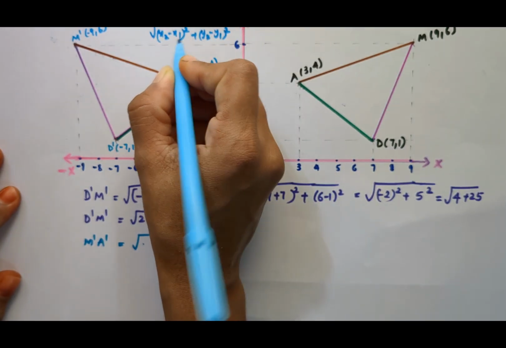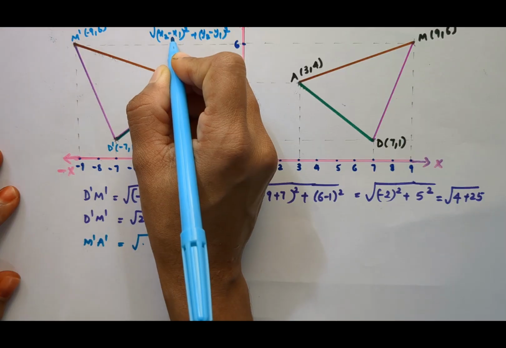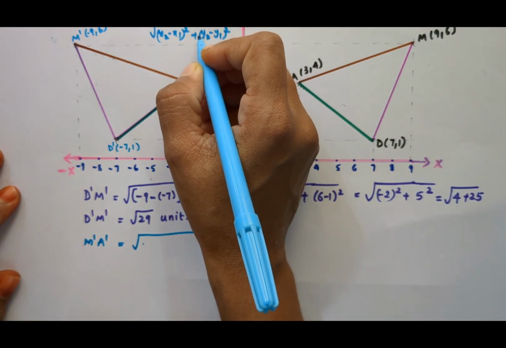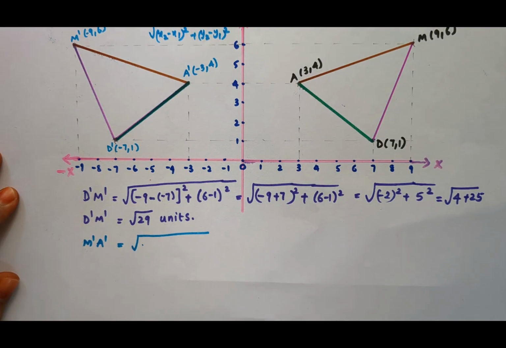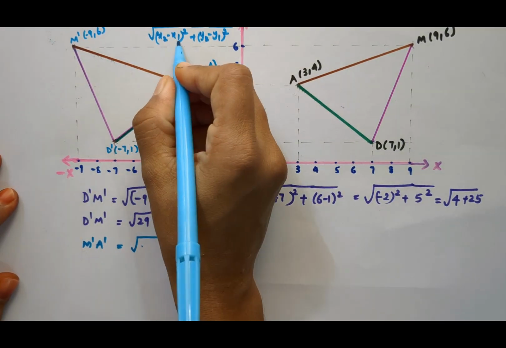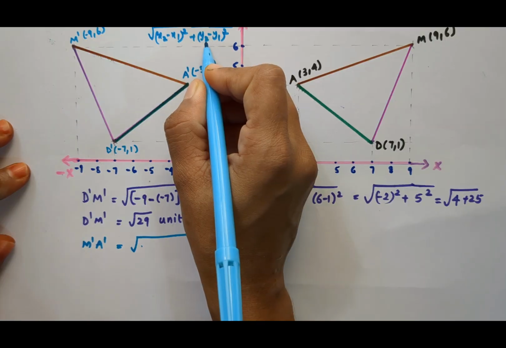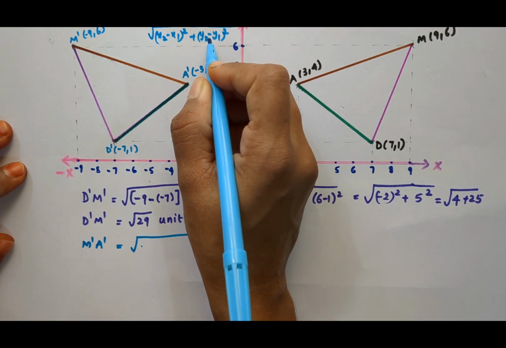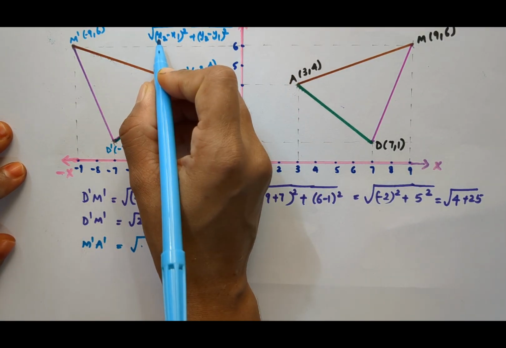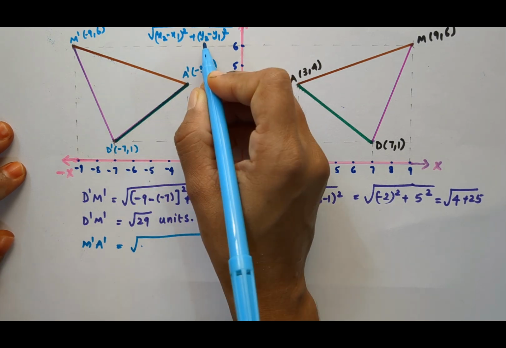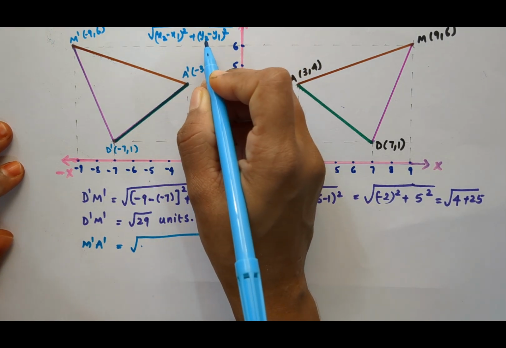This can also be taken as square root of x1 minus x2 the whole square plus y1 minus y2 the whole square, no problem. You just want to take the difference of the x components, then take the square of it, plus the difference of the y components, then take the square of it. It doesn't matter whether you are writing x2 minus x1 or x1 minus x2. Similarly, y2 minus y1 or y1 minus y2.